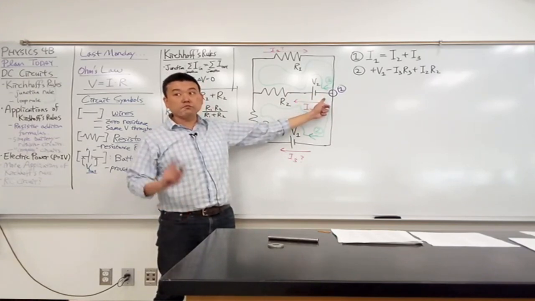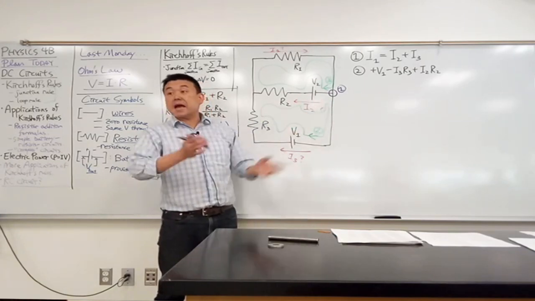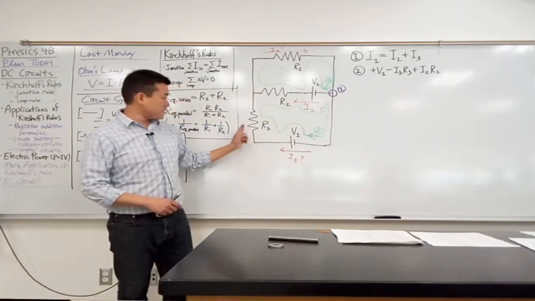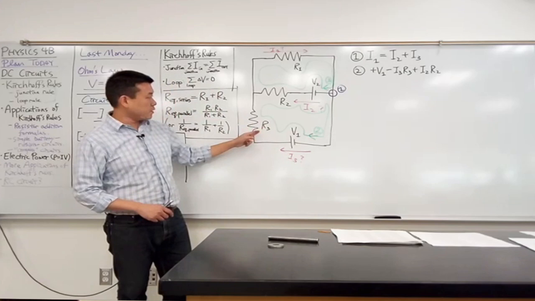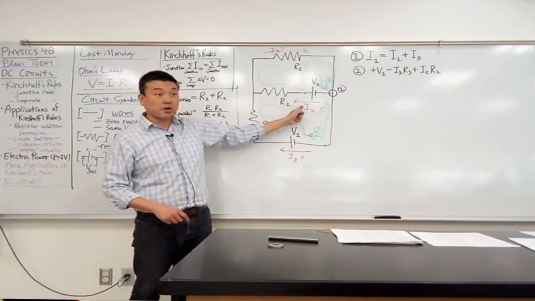Yeah, still losing. So with the batteries, direction of current doesn't matter. It's the direction of your path that matters. So that's actually the sign convention. The sign convention for resistors says that you lose voltage when you're going with the current, you gain voltage when you're going against current.